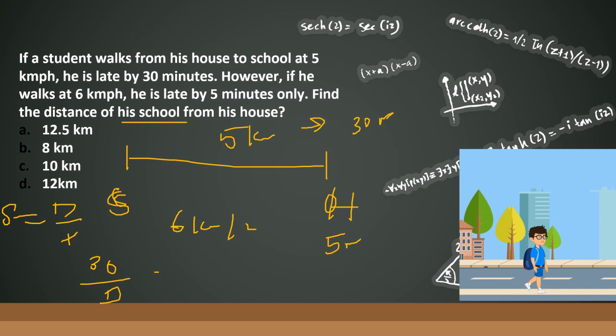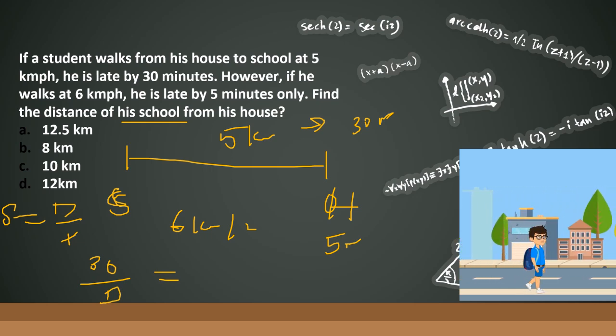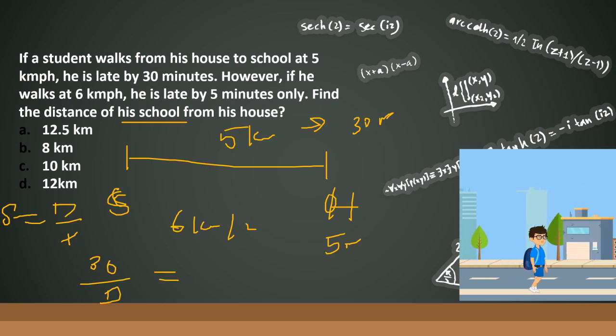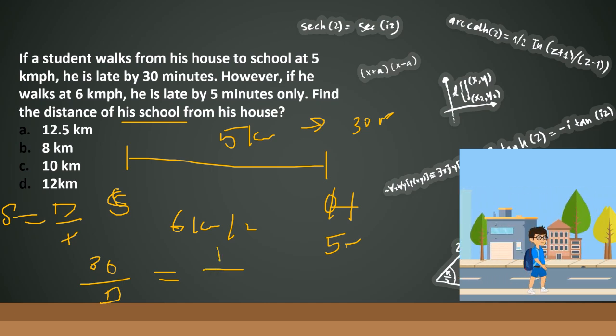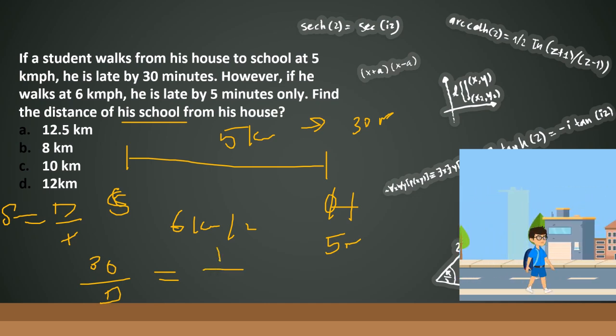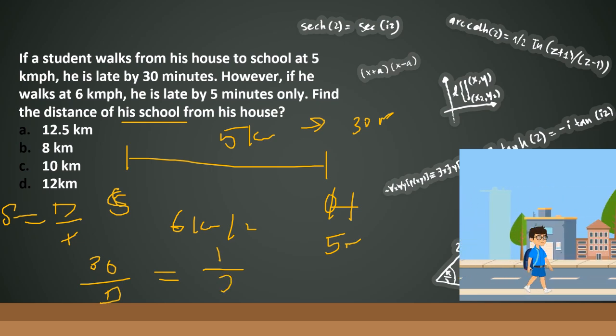will be equal to difference in speed by difference in time. Your difference in speed is 5 kilometers per hour and 6 kilometers per hour, so my difference is just 1 divided by difference in time. Now, if in the first case I'm late by 30 minutes, and in the second case I'm late by only 5 minutes, my difference is 25 minutes. So I'll take 25 by 60.